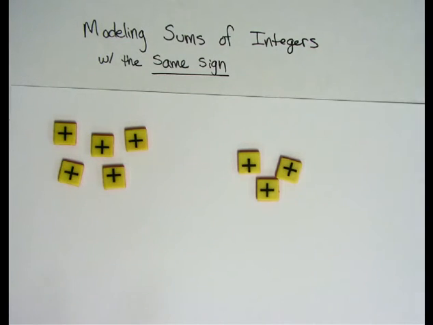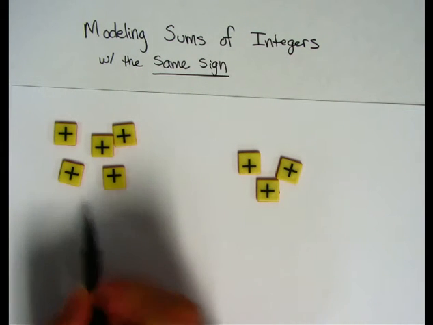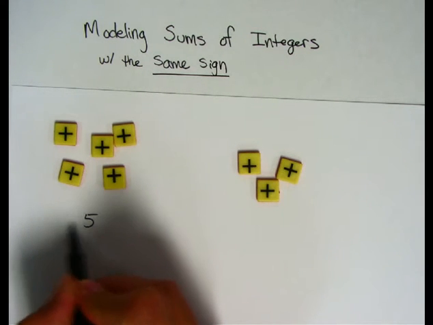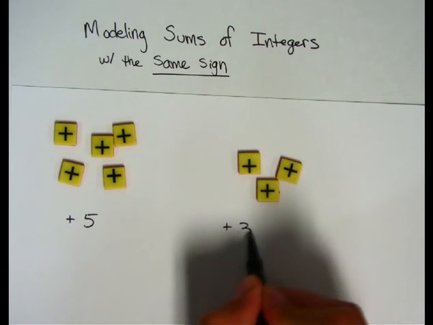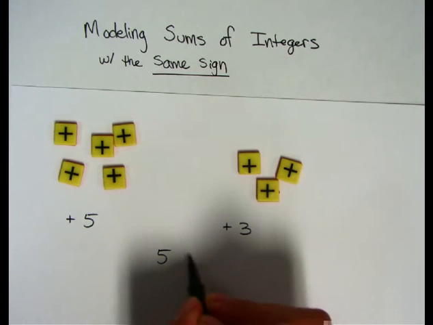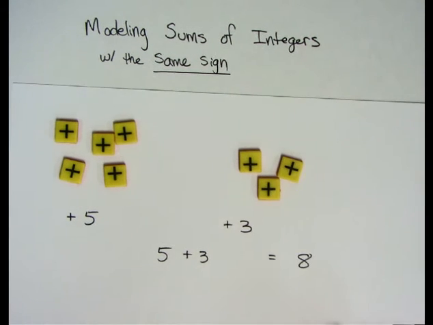Okay, so I'm going to use some manipulatives here to show an example of what I'm talking about. So we're adding integers with the same sign. So in other words, let's take a look at this. I've got positive 5, 5 positives. Over here I have 3 positives. And we know that 5 plus 3 just means that I have 8 positives altogether.